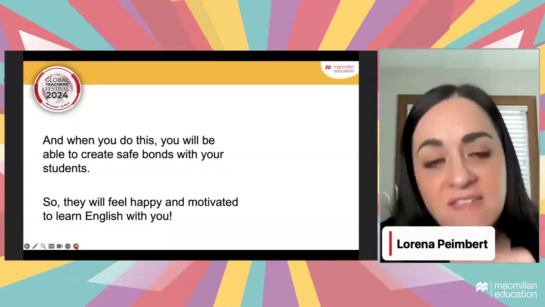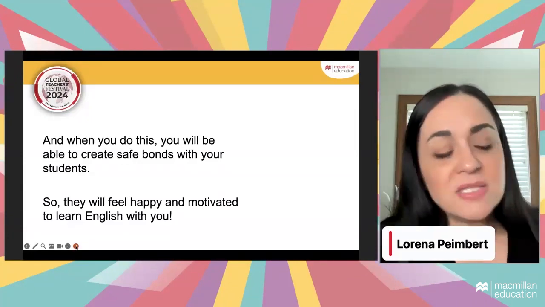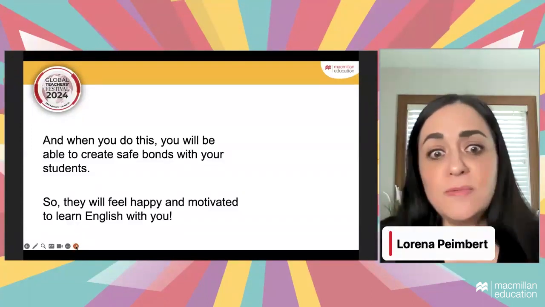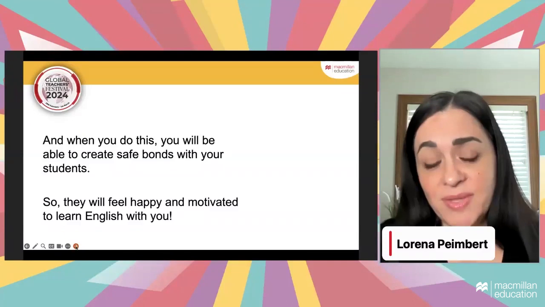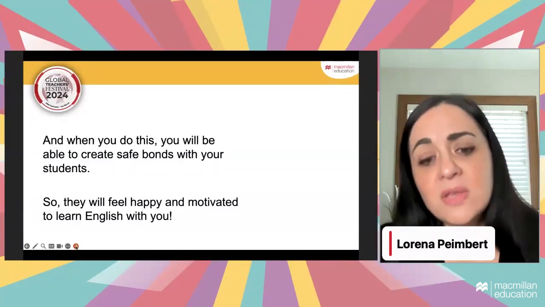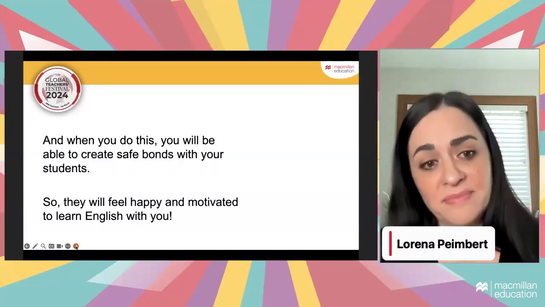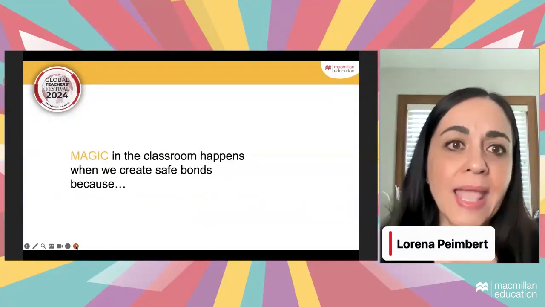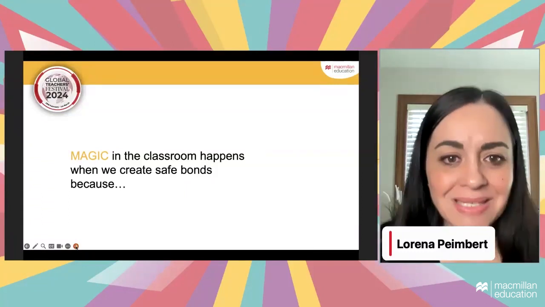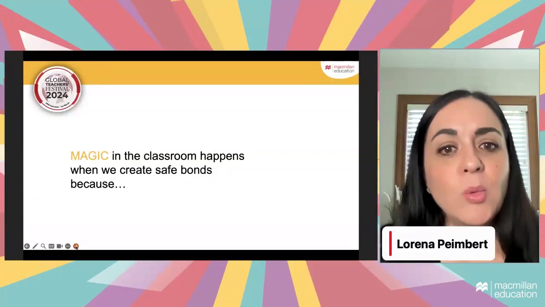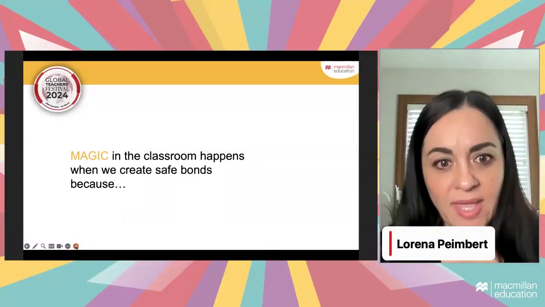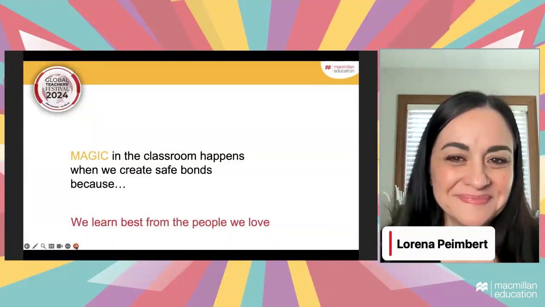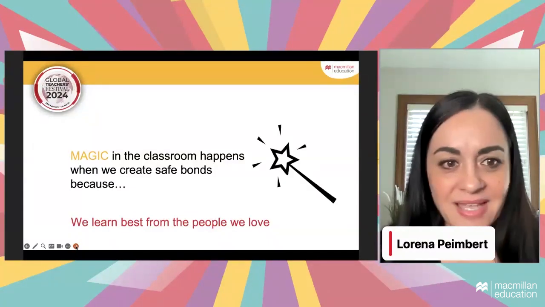If you create safe bonds, that's why I was telling you about the social relationship between teachers and students. Your students are going to feel happy and motivated to learn English with you because they love you and because they feel that you also love them. Okay? So creating bonds is super important. I also want to tell you that magic in the classroom happens when we create safe bonds, okay? Because we learn best from the people we love. This is very important. That's why I'm repeating it.